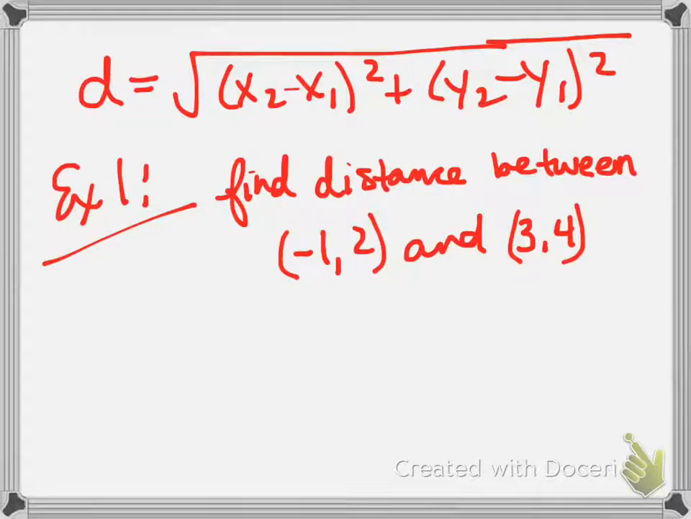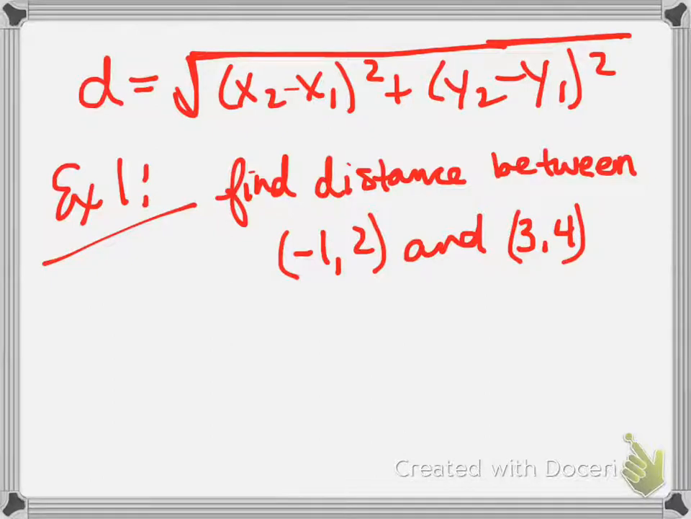The distance formula is the square root of this big long part, which is x2 minus x1 squared plus y2 minus y1 squared. And so we just need to plug in the x1, the x2, the y1, the y2 and find an answer to find out what the distance is between these 2 points.